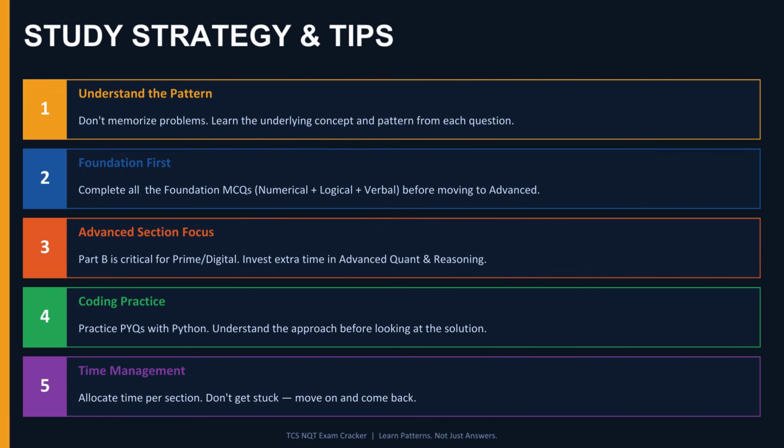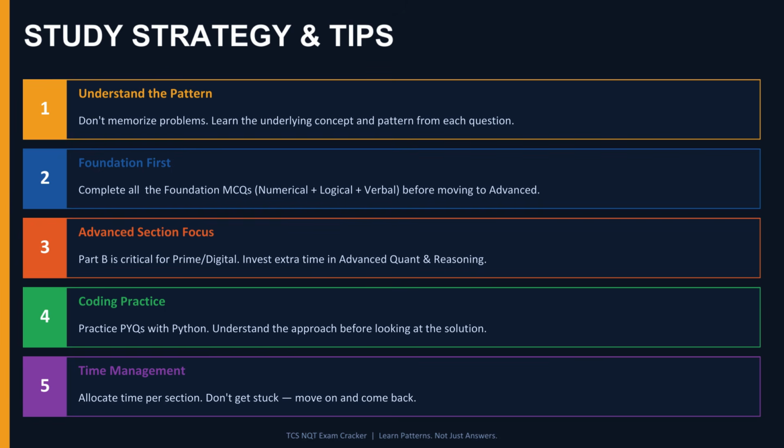All right, this is the slide I want you to screenshot and save. Study strategy. 5 steps to crack TCSNQT. Step 1. Understand the pattern. Stop memorizing answers. For every question you solve, ask, what concept is this testing? That pattern awareness is what helps you solve questions you have never seen before. Step 2. Foundation first. Complete all 300 foundation MCQs before touching the advanced section. Build your base strong before going higher.